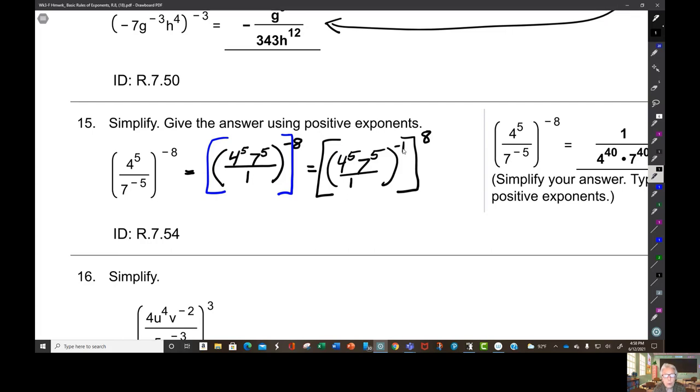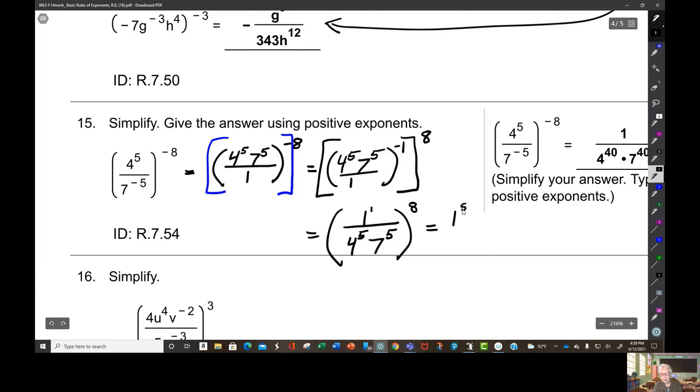A fraction to the negative 1 power gives you the reciprocal, 1 over 4 to the 5th, 7 to the 5th, to the 8th power. Now this also is 1 to the 1 power, by the way, and that's important because this 8 power is going to multiply all of these powers. We'll have 1 to the 8th power over 4 to the 40th power times 7 to the 40th power.